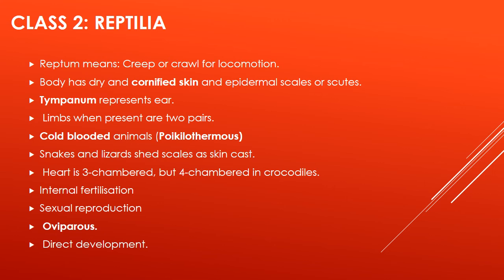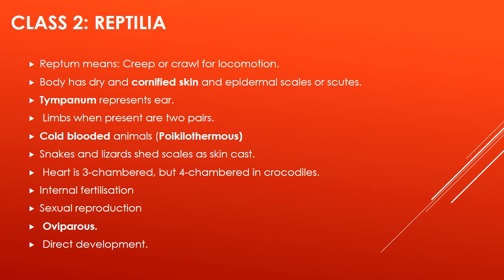Next one is Reptilia. You know why it is called Reptilia. Repto means creep or crawl for locomotion. Creeping animals, crawling animals, snake, for example. Body has dry and cornified skin and epidermal scales or scutes. Remember this word, scutes could be asked, like I saw this word in one of the match the following type. Okay. Tympanum, like frogs, represents ear. Limbs when present are two pairs, cold-blooded poikilothermous. Okay. Snakes and lizards shed scales, that is as skin cast.